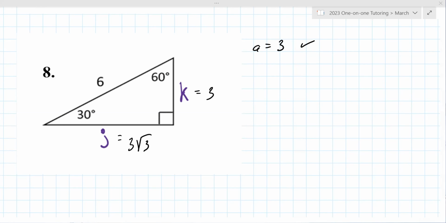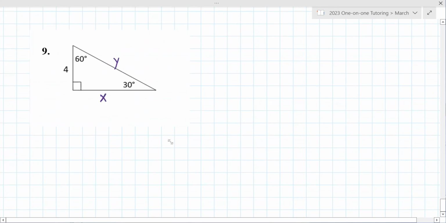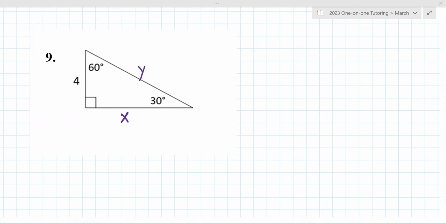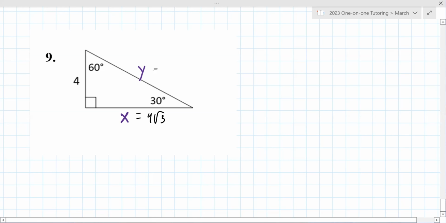All right, so 9. You've got this down. So if you want to solve these and just give me the final answers, I'll check them for you as we go. Okay, yeah, that'd be good. So x would be 4 square root 3. Good. And then y would be 8. Yes.